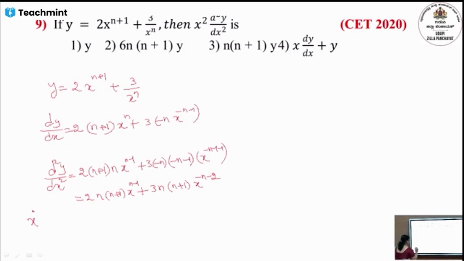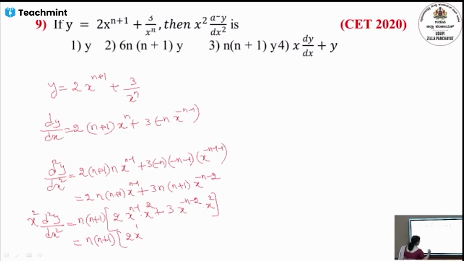Now what I want is x squared into d squared y by dx squared. n into n plus 1 is constant, I'll take that outside. x power n minus 1 I have multiplied by x squared, and 3 into x power n minus 2 into x squared. This gives n into n plus 1 times 2x to the power n minus 1 plus 2. I hope all of you know the law of indices. What does the law of indices say? a power m into a power n is a power m plus n. So plus 3 divided by x to the power n, since minus 2 plus 2 cancels.